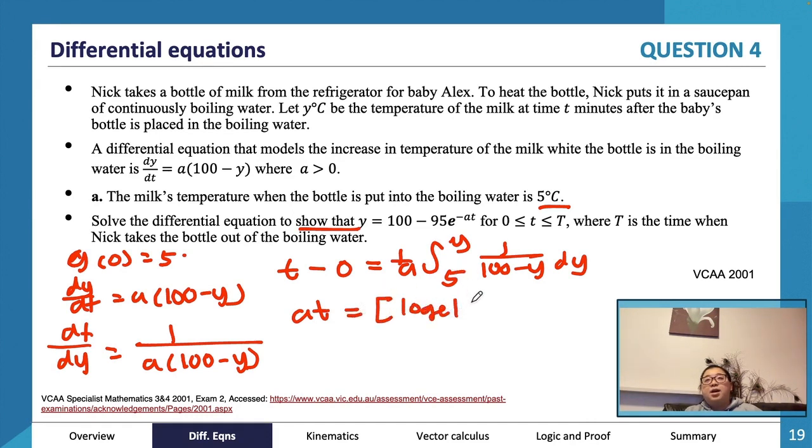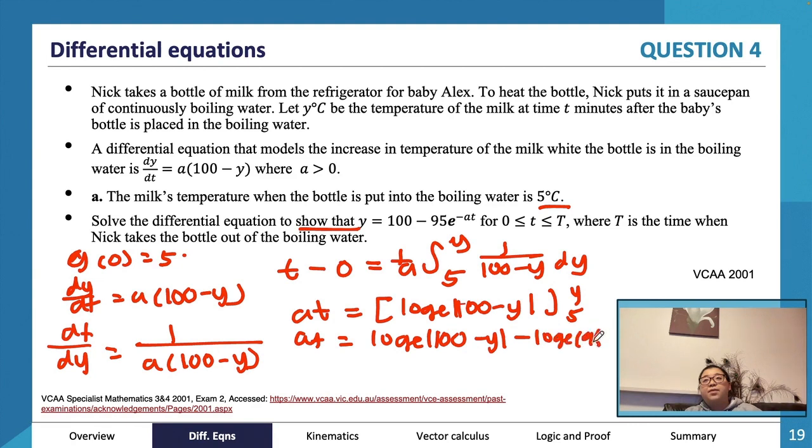So we'll get that at will be equivalent to log e of (100 minus y), minus log e of 95. If we simplify that down, e to the at will equal (100 minus y) over 95, because we know y cannot be bigger than 100. So if we put that all together, y is equivalent to 95.